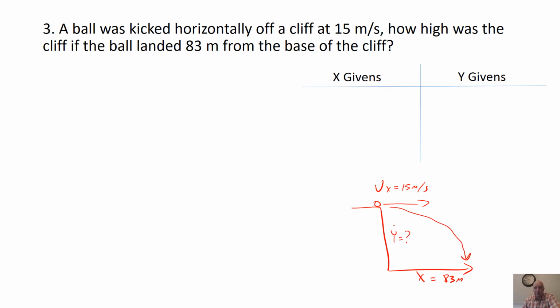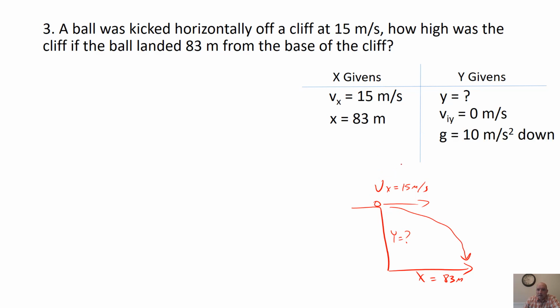Once again, have pictures. You're going to help yourself out. You're not going to mix up the givens as much, and you get used to some of the terminology. So we have a Vx of 15 meters per second. It's going to land 83 meters forward. We don't know our y. We want to find that. We know that we're going to start off with a Viy of 0 because it's not going to be falling until the problem starts. We know it's going to be in free fall, so we have our 10 meters per second squared down in the y-axis, and then we're trying to solve for time.